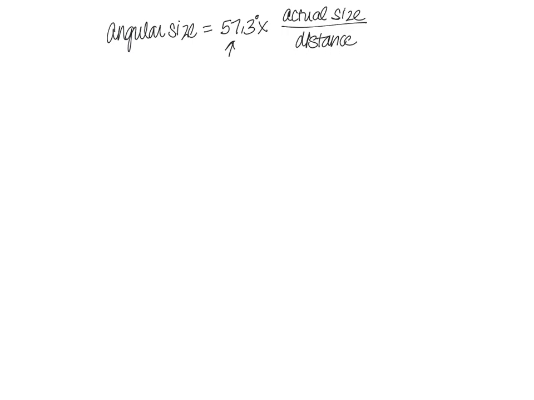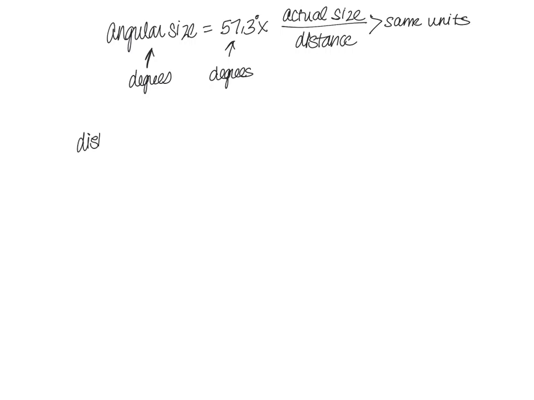We have to be careful about the units, because a lot of the difficulty with this problem is the units and being careful with them. Notice that this number here is in degrees, and that means we expect the angular size, our answer, to also be expressed in degrees. That is only going to happen if we express the actual size and the distance with the same units, because then the units will cancel out. That's one of the things we have to be careful of.